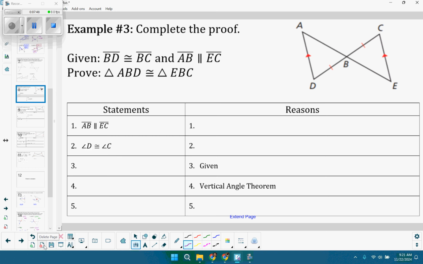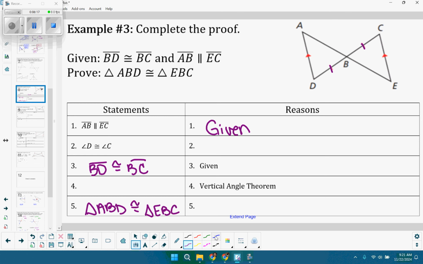So we also have proofs. Again, we are given that segment AB is parallel to segment EC, and step 3 says given, so that's segment BD is congruent to segment BC. And they have, in fact, already marked that for me in the picture. I also know I can put that triangle ABD is congruent to triangle EBC.